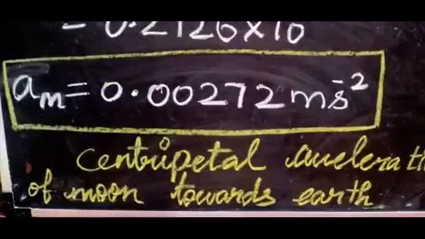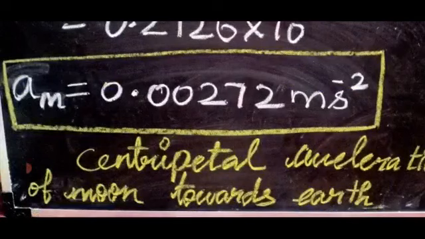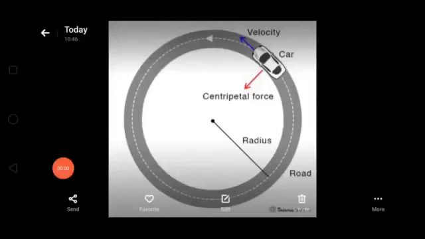So what is the final value we are getting? 0.00272 meter per second square, that is the answer. That is, the centripetal acceleration of the moon towards the earth is 0.00272 meter per second square.